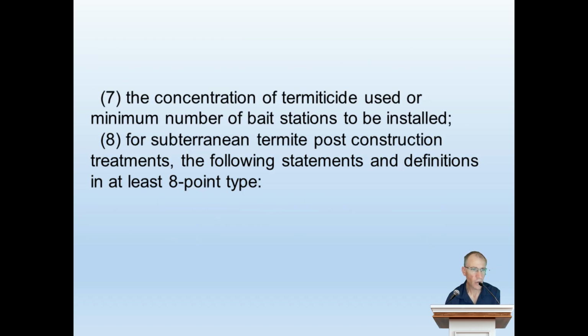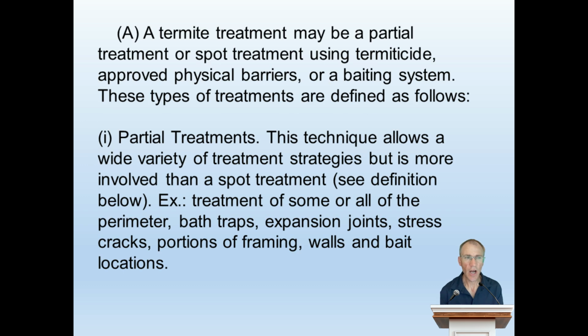7. The concentration of termiticide used or minimum number of bait stations to be installed. 8. For subterranean termite post-construction treatments, the following statements and definitions in at least 8-point type. A. A termite treatment may be a partial treatment or spot treatment using termiticide, approved physical barriers, or a baiting system. These types of treatments are defined as follows.